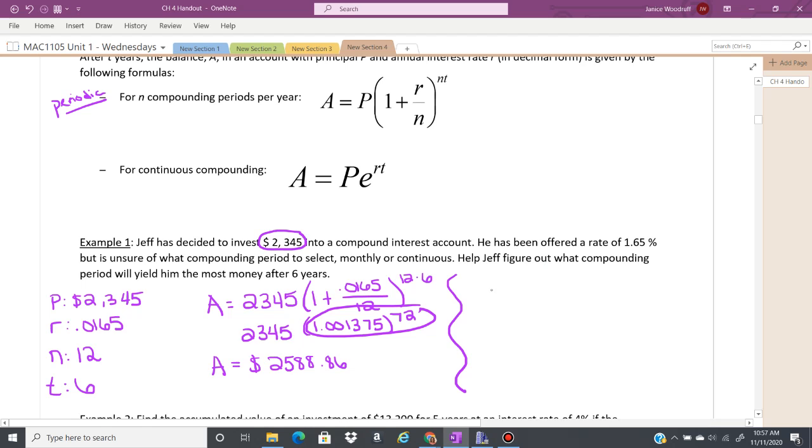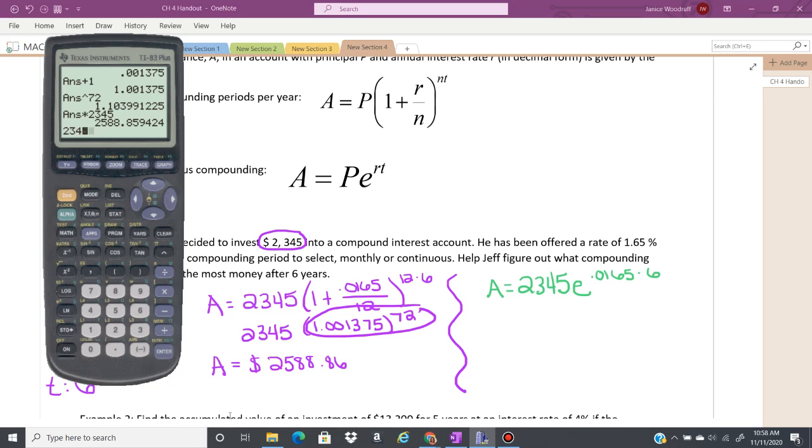All right, so for the continuous account, we have a P of 2345. Then we're going to use the e, and then our rate, 0.0165, and then our time is 6. We can go ahead and put that in our calculator just like that. So 2345, second e, and then 0.0165 times 6. And that's going to be 2589.04.